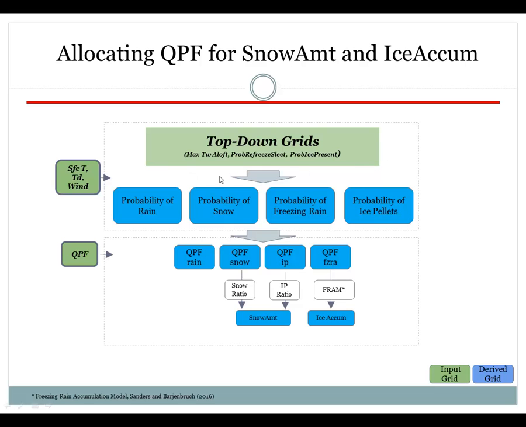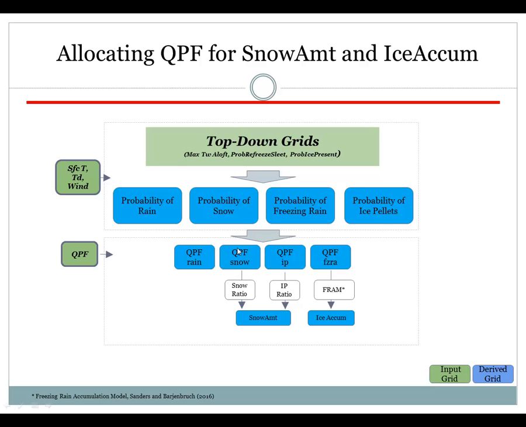So how this works, kind of in a flow chart, is you work on your top-down grids, like the max wet bulb temperature aloft, the probability of refreeze of sleet, and the probability of ice present. You also work on the temperature, dew point, and wind. From all those, we get these probability of weather type grids, and for this case, ice pellets, freezing rain, snow, rain. We might have drizzle in there. We might have some other ones. But for this case example, we have the four probabilities, and then what we do is we take the total QPF and put it into the equation and just linearly figure out the ratio for each of those QPFs, the QPF rain, snow, ice pellets, and freezing rain.